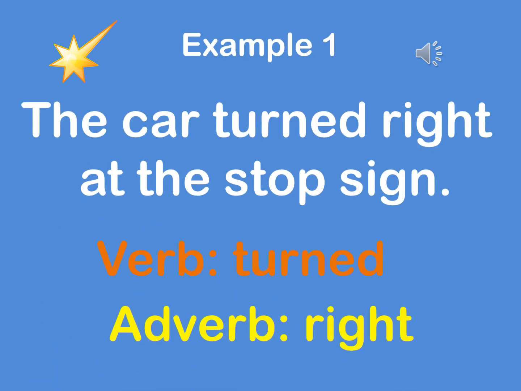Now the last type is adverbs that tell where. Let's see the example. The car turned right at the stop sign. Okay, step number one, find your verb. The verb is turned. Step number two, ask yourself one of the three questions. Our question here is where. Where did the car turn? Your answer will be the car turned right. So the adverb is right.